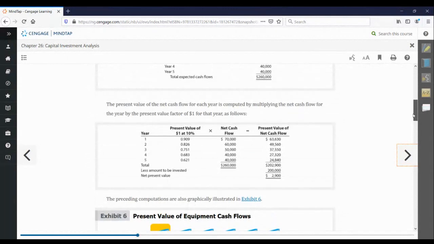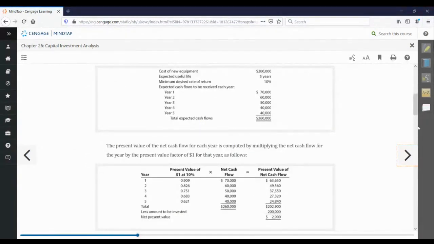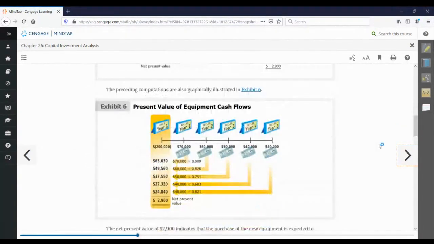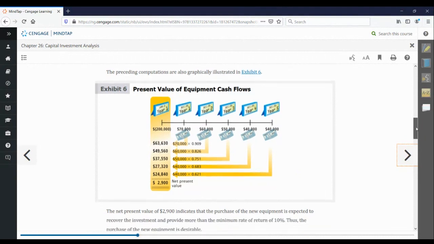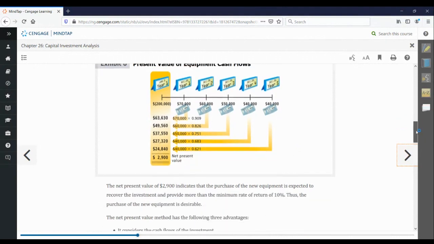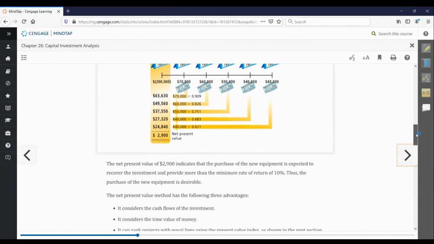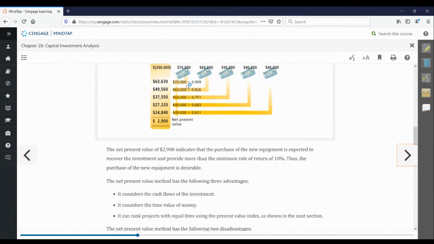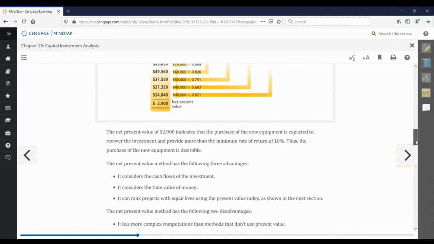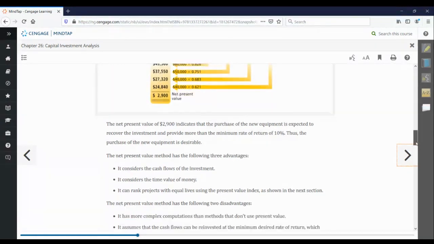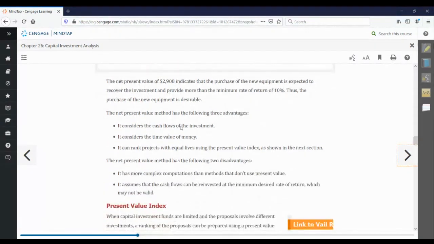In Exhibit 6, they've done the same thing here. They've just shown you what they've done in a different format. You still are to the good by $2,900. It amounts to the same thing that we talked about just a minute ago. You're taking each one of your cash flows and multiplying it by the table value amount.